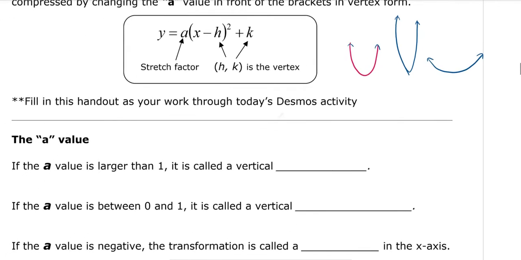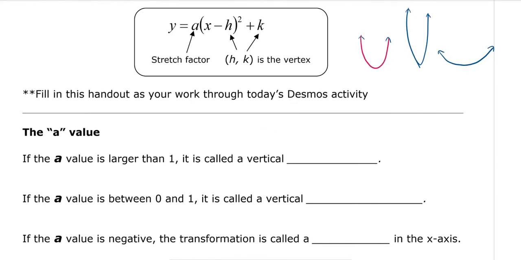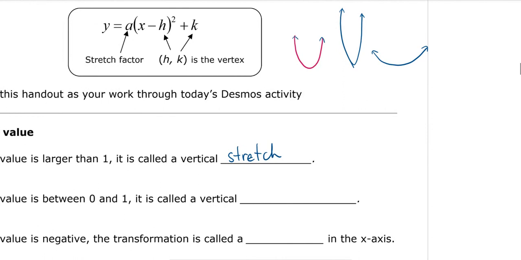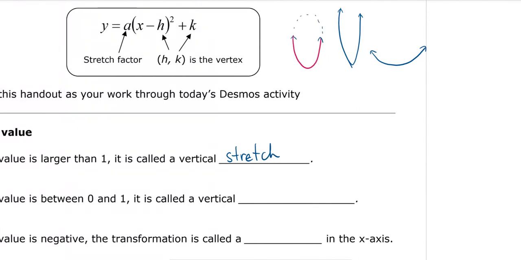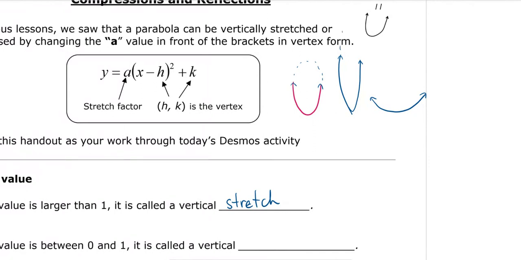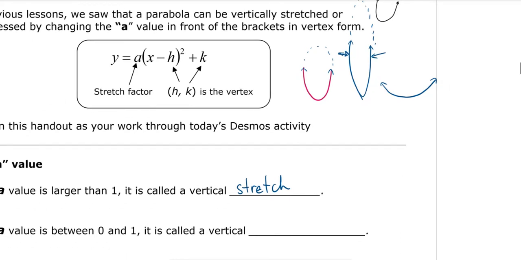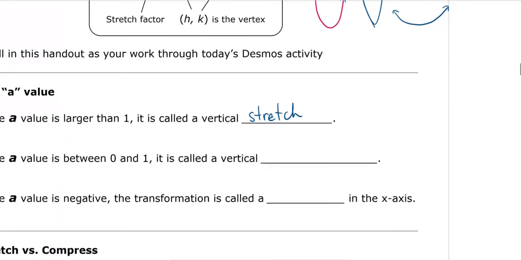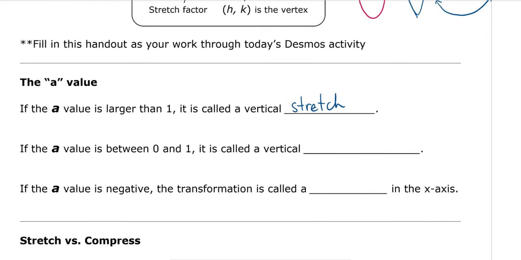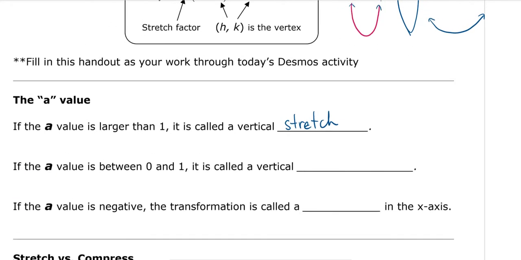So the size of the shape of this parabola is controlled by the value of A. If the value of A is larger than 1, we have a vertical stretch. The best way to visualize this is to think of the parabola as half of a rubber band. If you stretch the rubber band vertically, you'd get a stretched rubber band, and the walls of your rubber band would become narrower. So it's a stretch, it's vertical. You're stretching it up and down, and the walls of the rubber band are getting narrower. Now, if the A value is between 0 and 1, we call that a vertical compression.